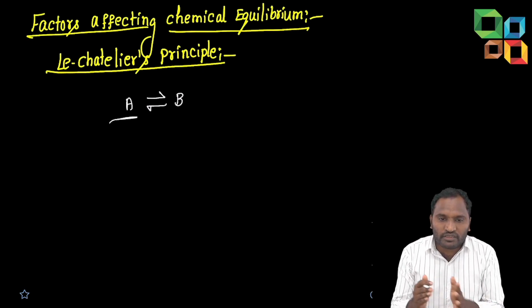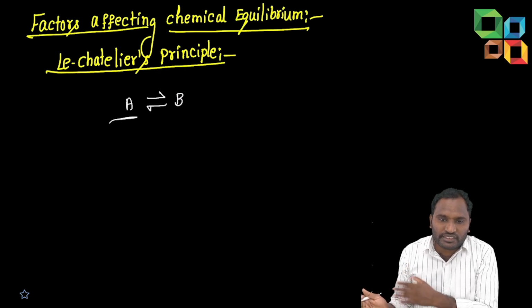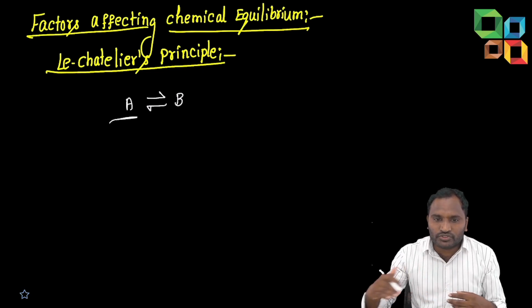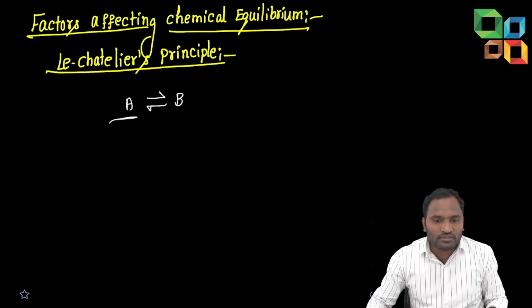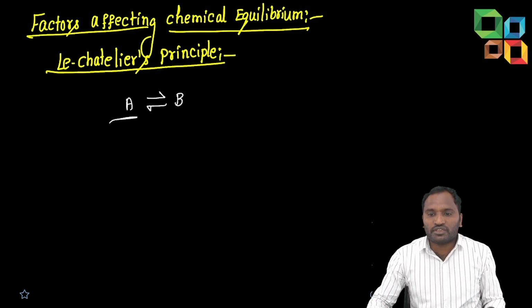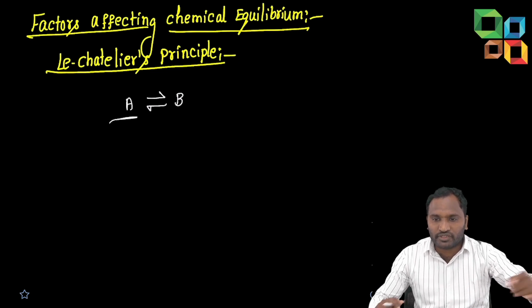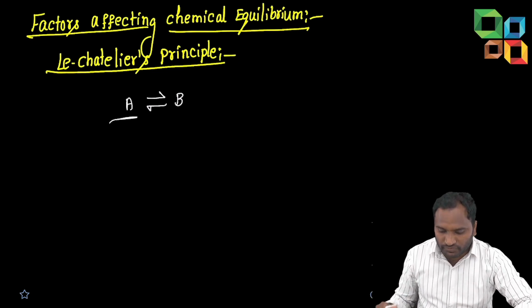It moves to where the pressure is less. If I increase the pressure, it moves the equilibrium towards where the number of moles are less, where the volume is less. In that way, it will shift. I'll explain one by one factor.